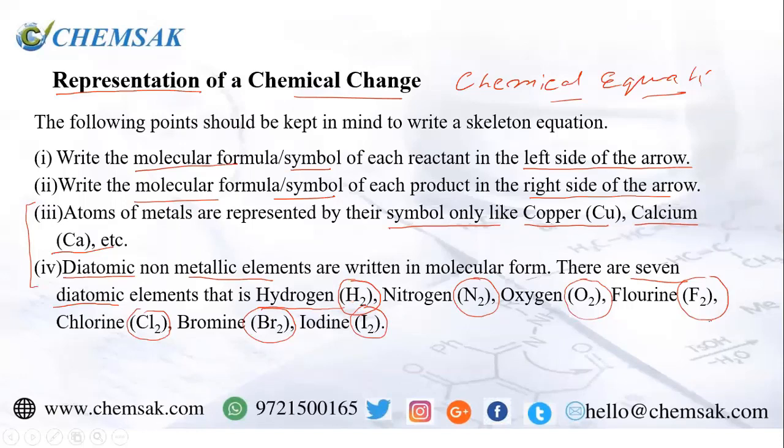These will always be written in this form, right? Then a few more. If you consider ozone, that is a form of oxygen itself, then ozone is written as O3. Or phosphorus is written as P4. So this depends on the element's form, but in general you write the symbol of metallic elements, and in case of non-metallic we have 7 diatomic elements written in this way.